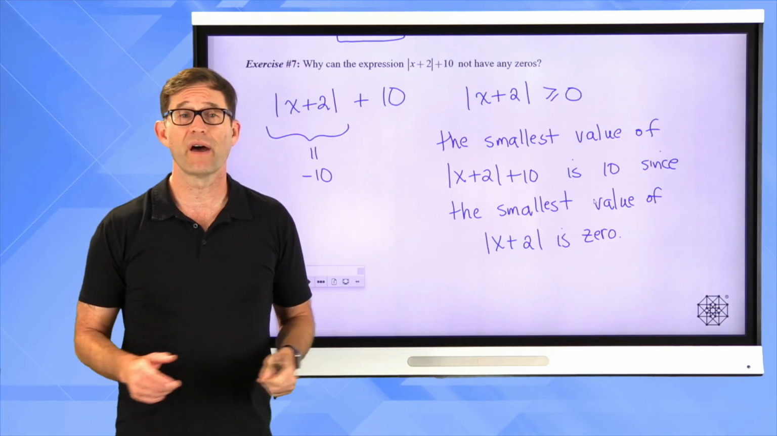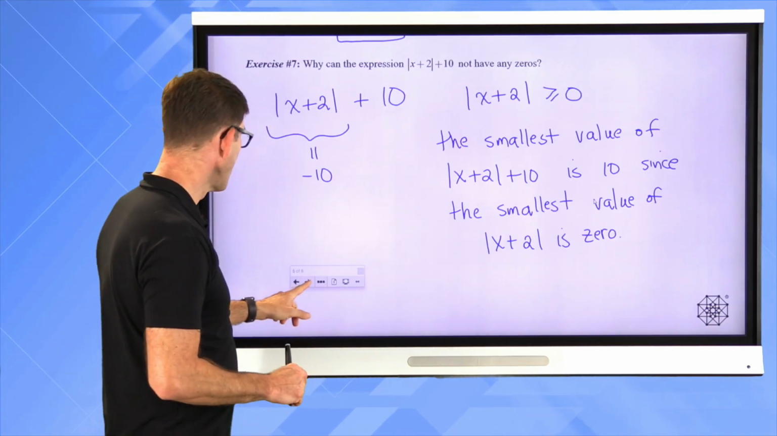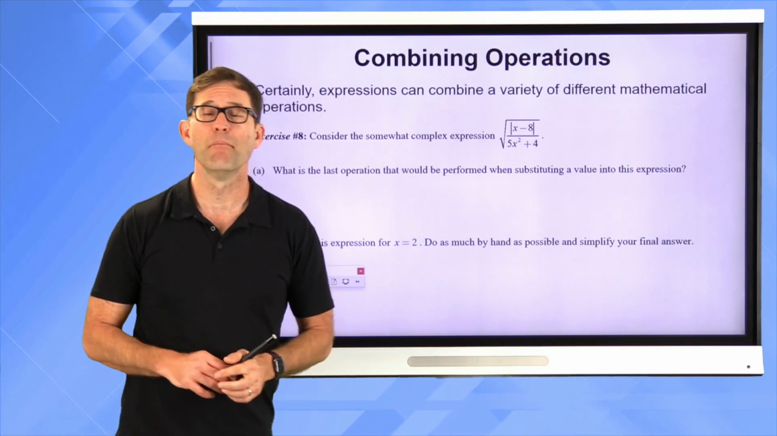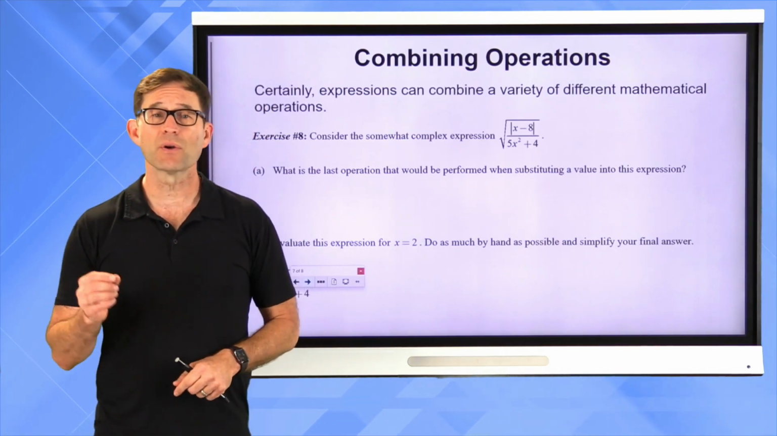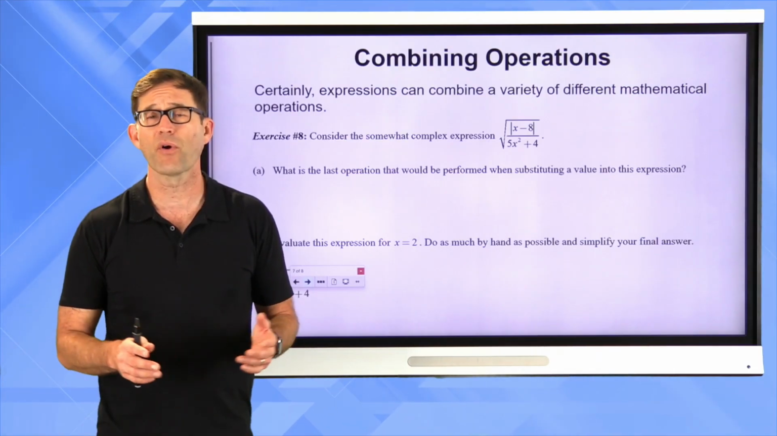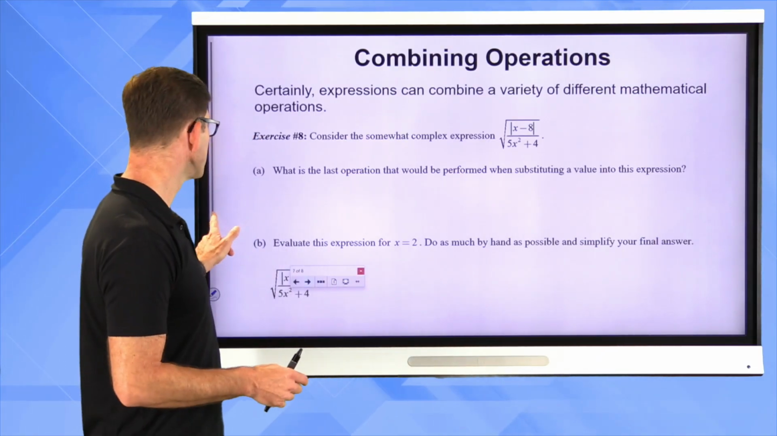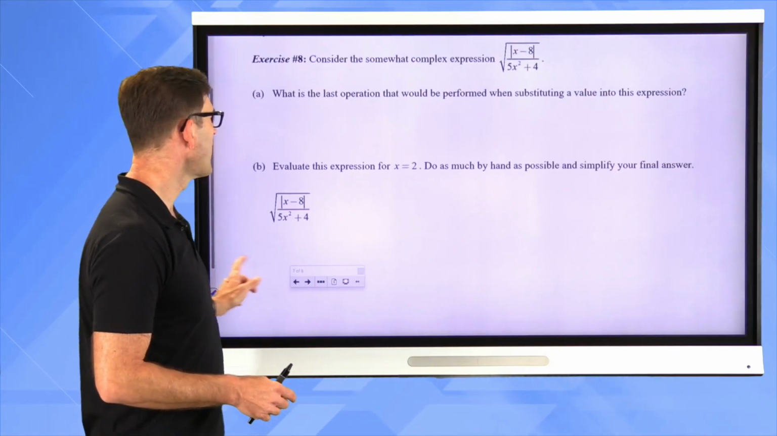The smallest value we could possibly have would be 10. All right, let's take a look at one last problem, combining operations. Now, certainly expressions can combine a variety of different mathematical operations, and we've already seen this, right? But let's take a look at one that looks a little bit beastly, but I think we can handle it.